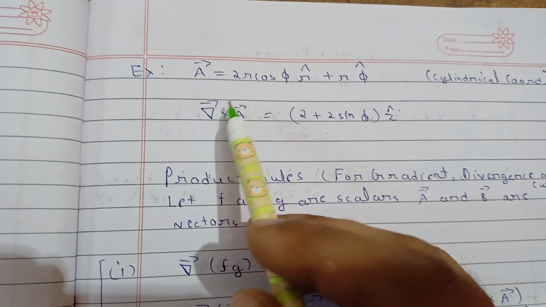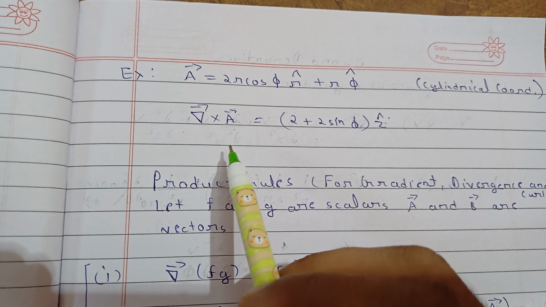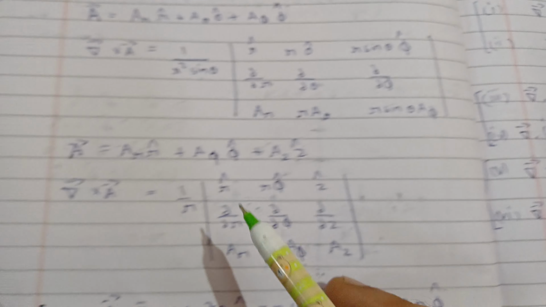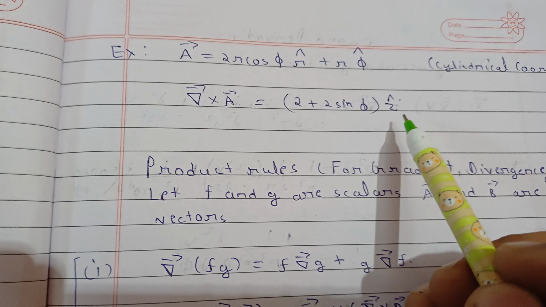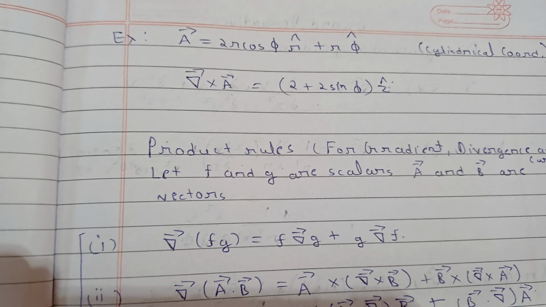Now let's see one for the cylindrical also. So if A vector is given as 2r cos phi r cap plus r phi cap, and you need to find curl of A in the cylindrical polar coordinates, so it will be using this formula. You will get this as your answer, 2 plus 2 sin phi z cap. So try to solve this, you will get these answers definitely.